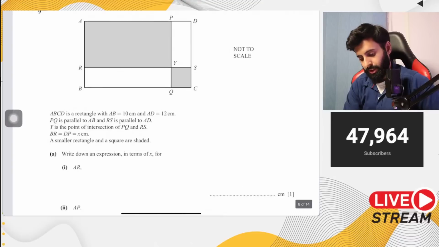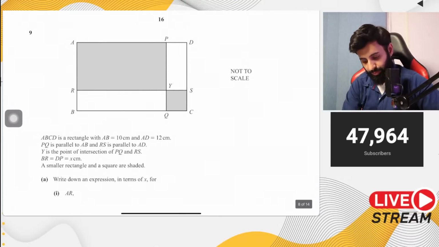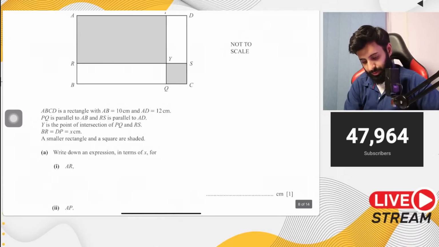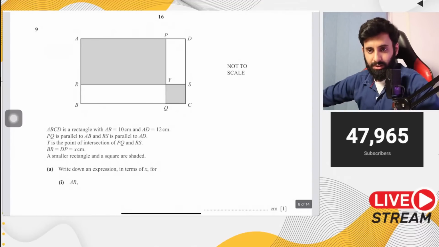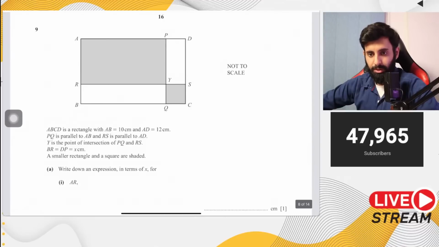Okay, now question number 9. Let's do question number 9. This is from October-November 2019, paper 2, variant 2. Okay. I'm expecting a question like similar triangles, similar triangles leading to word problems. Okay, but then that's me and I could be wrong. Okay, I could be totally wrong.